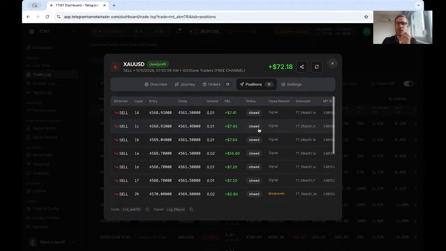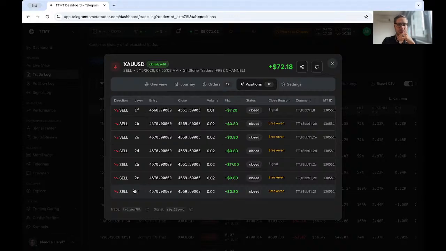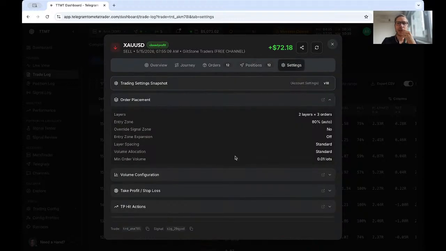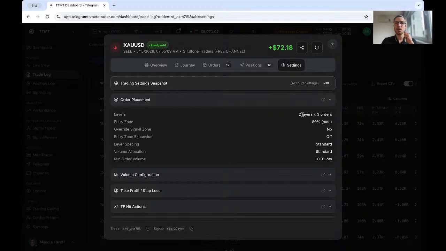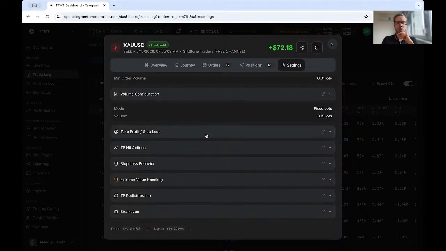Here you can see the unique positions within the trade. As you can see, we have 2 layers for this trade, and then I think like 5 or 6 orders or positions within each layer. And the settings, this is just a snapshot. Since you are using multiple config profiles or you are changing settings from time to time, you want to make sure you understand what were the exact settings that the trade used for execution. So this is the snapshot of the settings that were used when the execution happened.